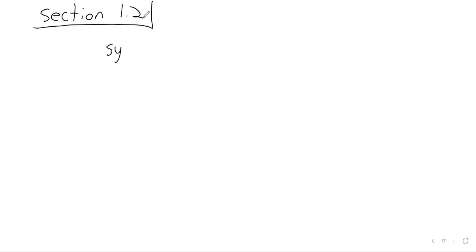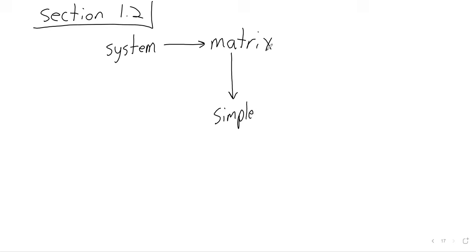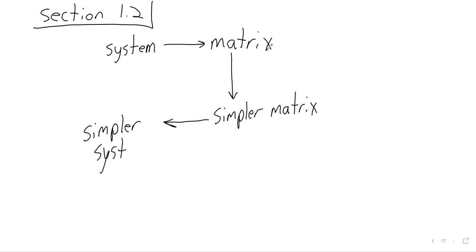So the outline I've given is that we start with a system. We turn it into a matrix. We perform elementary row operations on the matrix until we get a simpler matrix. And then from the simpler matrix, we get a simpler system, a system that we'll be able to solve.